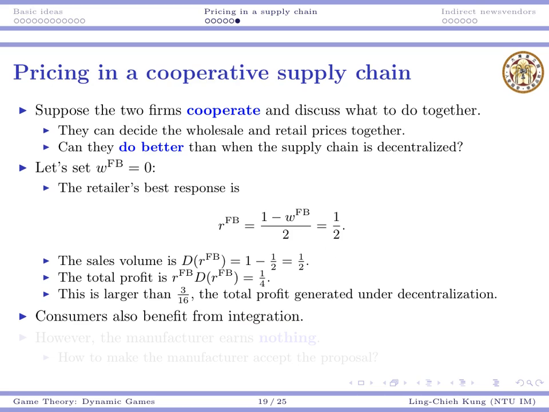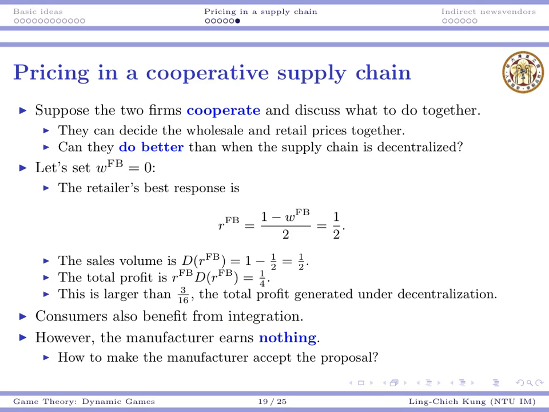Okay, seems to be wonderful. But there is one issue. For this particular proposal, the manufacturer earns nothing. So when someone proposes this, of course the manufacturer does not agree, right? The manufacturer will say, I'm earning nothing, I'm earning less than in the decentralized case. What's the point for me to cooperate with the retailer? So if we really want to make this proposal accepted by the manufacturer, we need to somehow give the manufacturer some incentives for doing that. So that comes into the incentive issue.